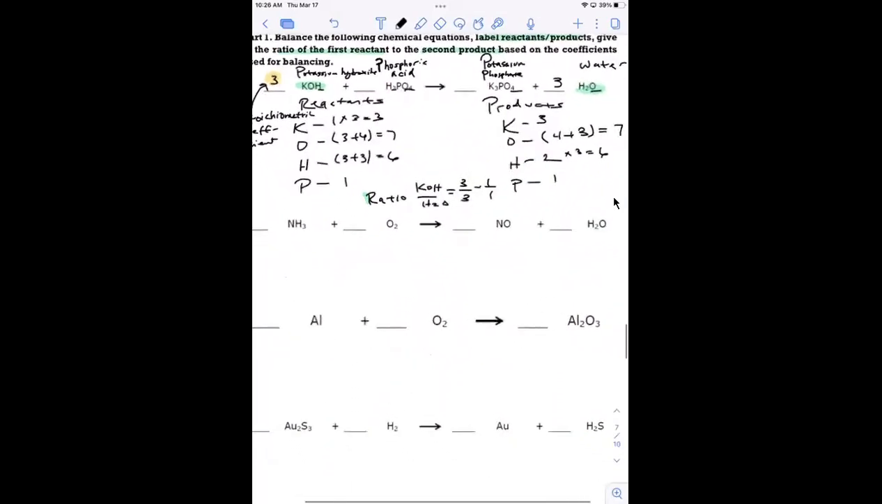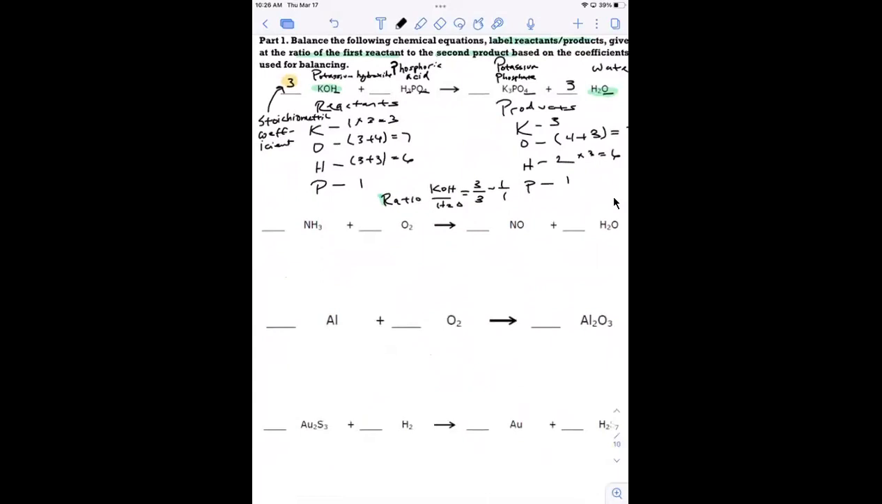It says NH3 plus O2 gas goes to NO plus H2O. So the first thing you want to do is take inventory of your atoms. So you have N, H, and O.